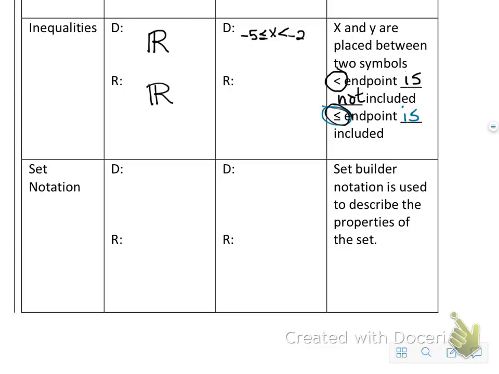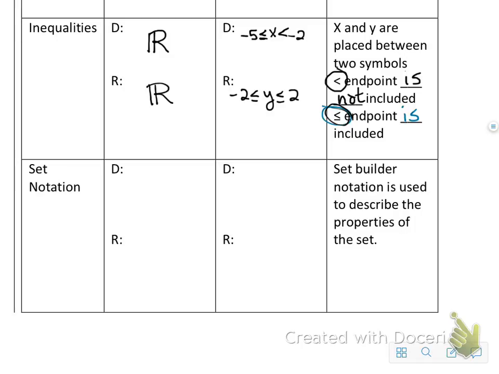To do the range, we do the same thing. We take our negative 2 and our positive 2. We've got our inequalities, but now we have a y because with range we're talking about y. Now both of those were closed, so they both get little lines.